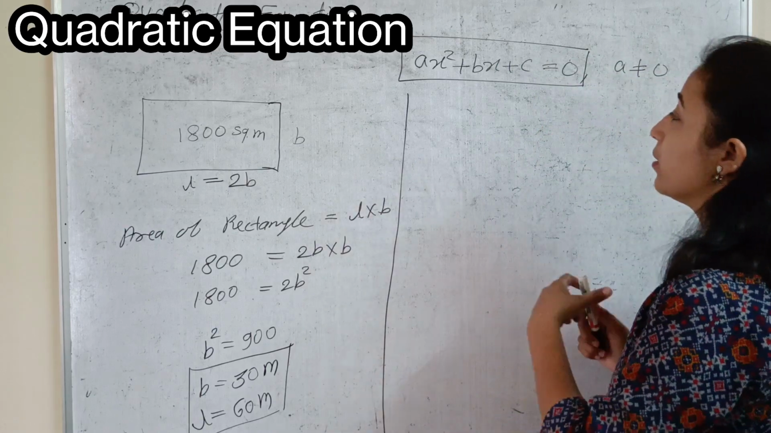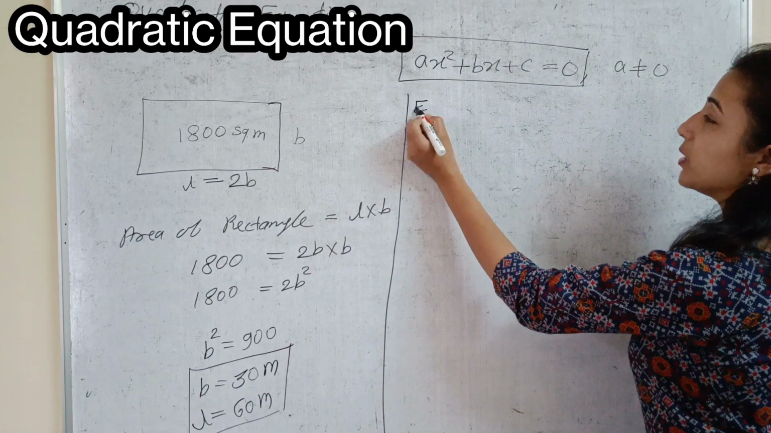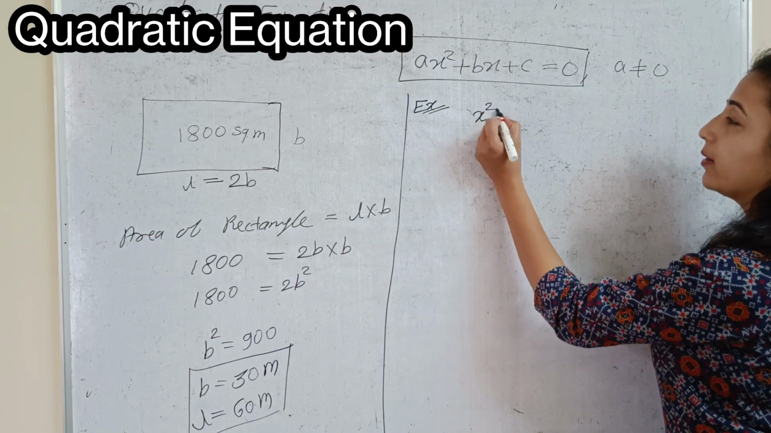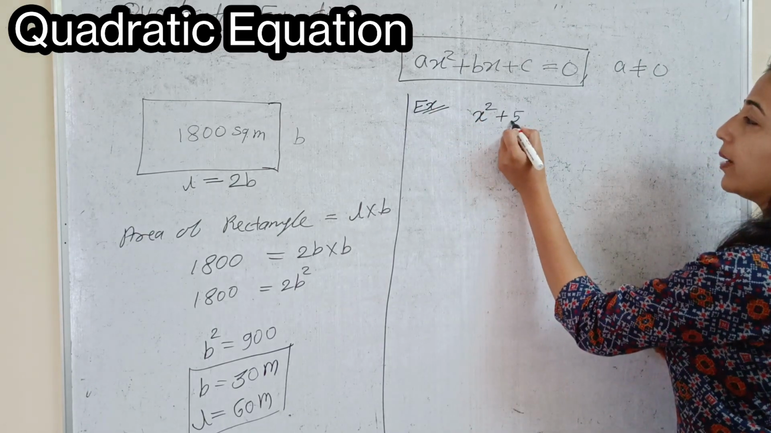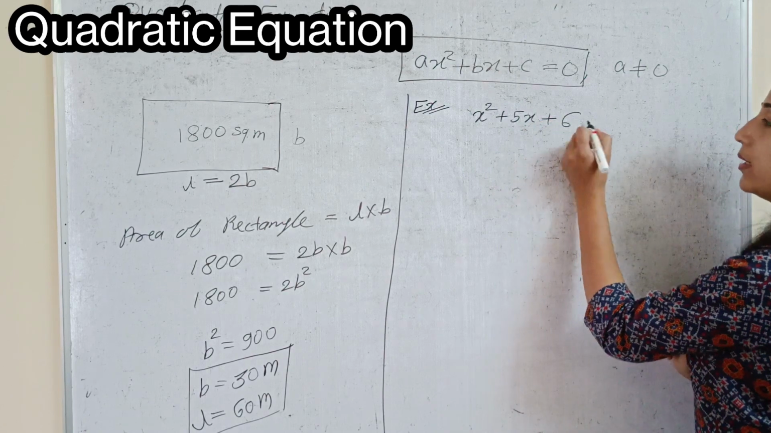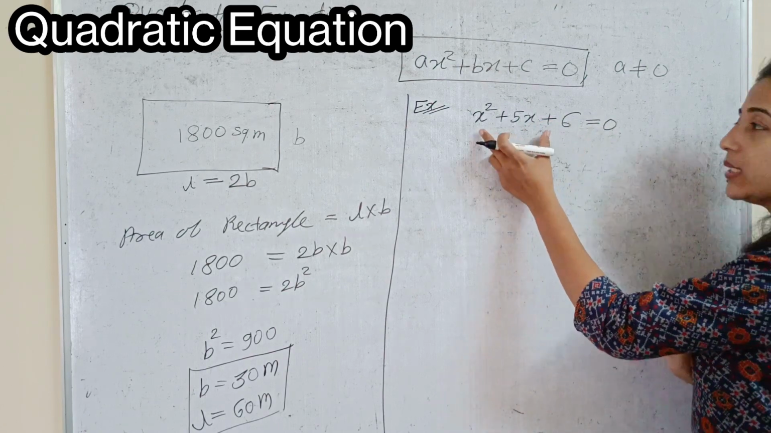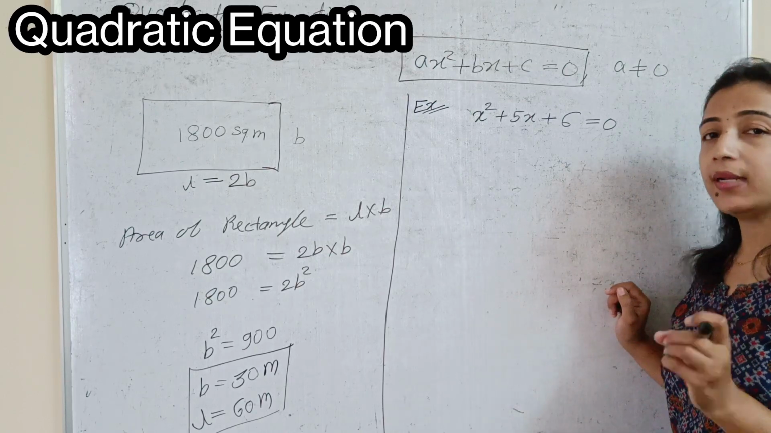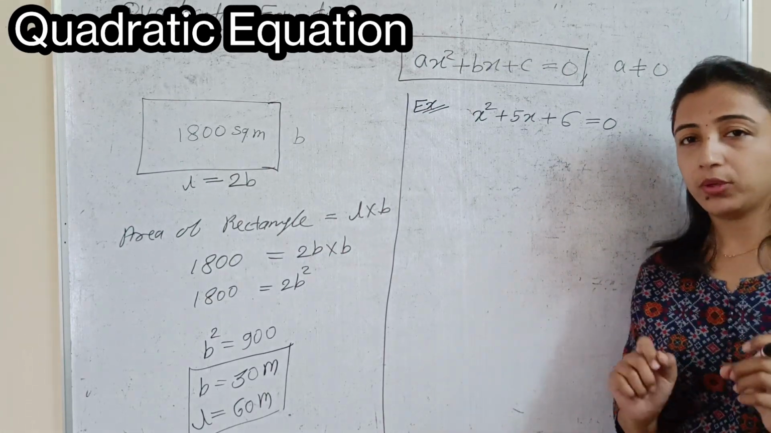So here we are given a quadratic equation. Let's assume it is x square plus 5x plus 6 equals 0. So I have to express this expression in the form of factors, that is, write this expression in the form of a product.